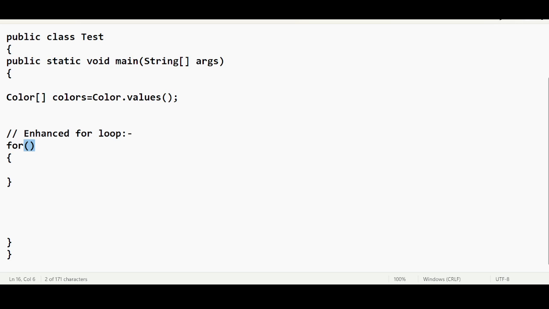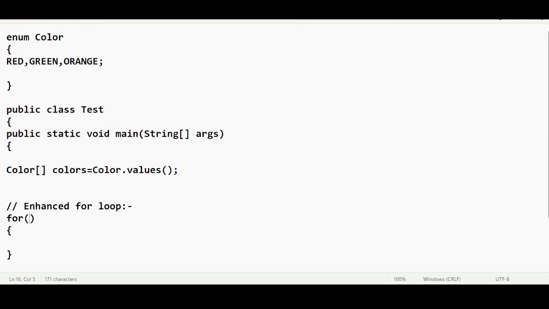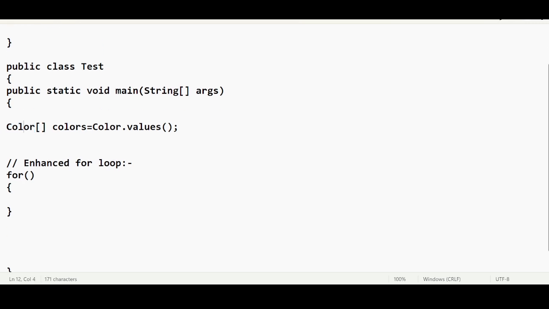Usually, you don't set the boundary. Those boundaries will be set automatically by the enhanced for loop itself. What you need to define here is the type of the enum first. What is the type of the enum? This is the Color type. Color. Define your own variable name. I am taking the variable name as x.